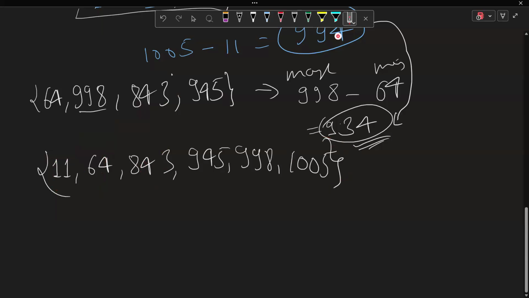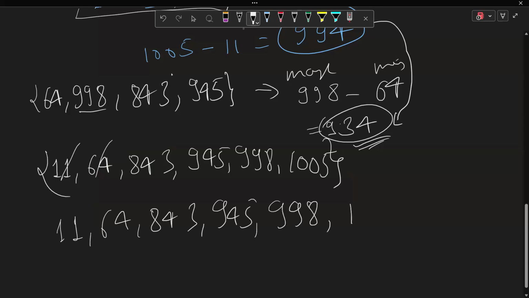So the best thing to do in order to reduce your range is to delete elements from the ends. Either delete the smallest element or delete the largest element. Then only you can reduce the range. So let's suppose you deleted this element. Now after this deletion, your range is 1005 minus 64. Now if you delete this 64, your range would become 1005 minus 843. So this is one option, delete the first two elements. Or what you could have done is delete one element from the start and one element from the end. So delete this and delete this.